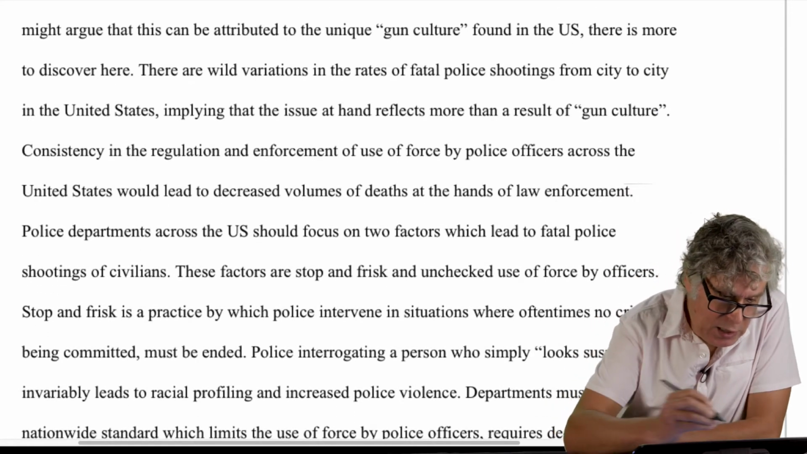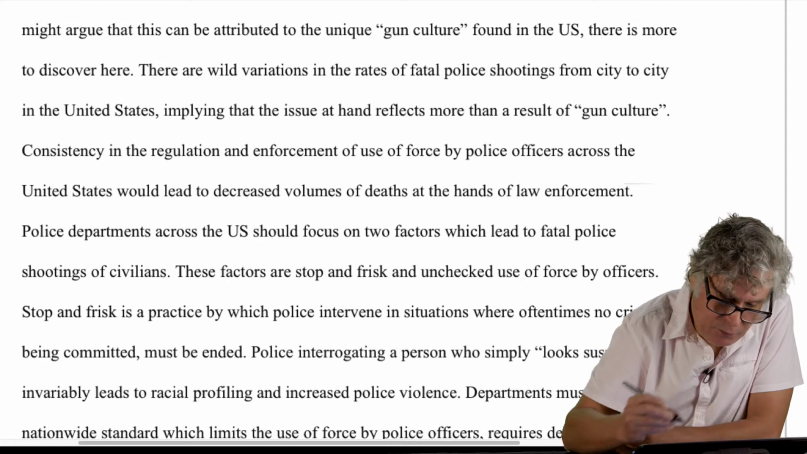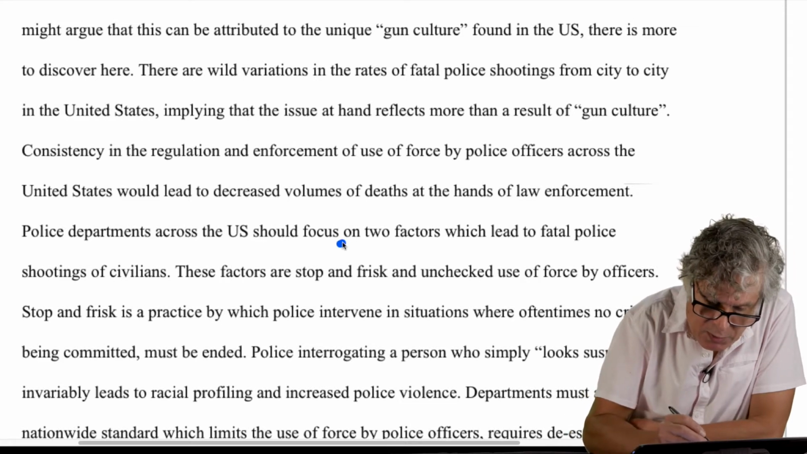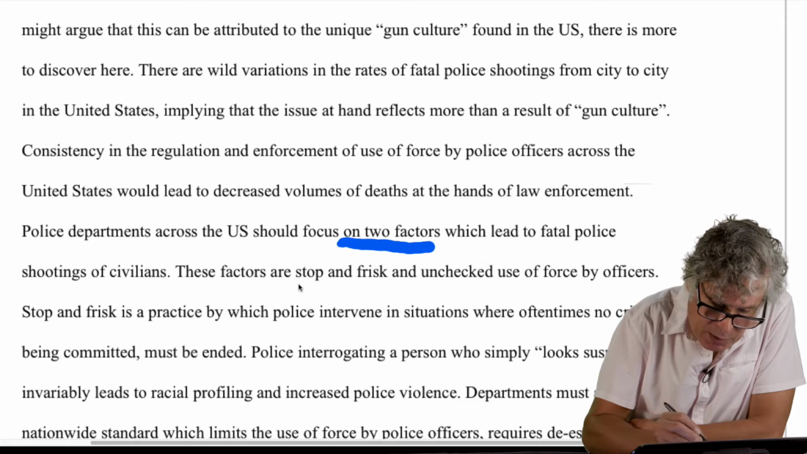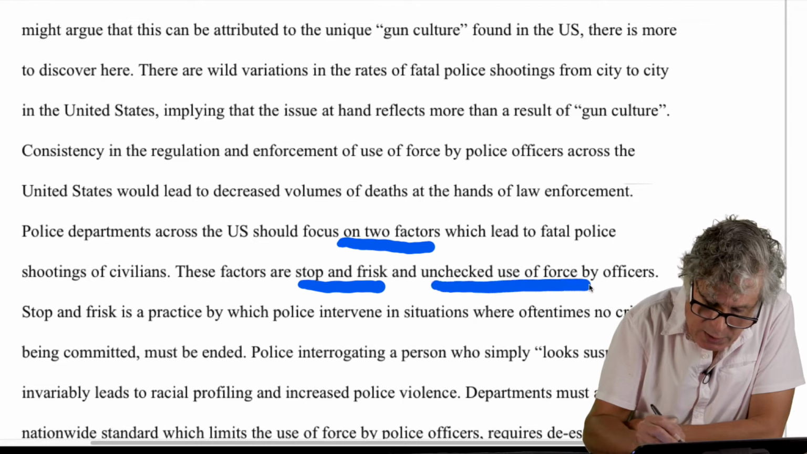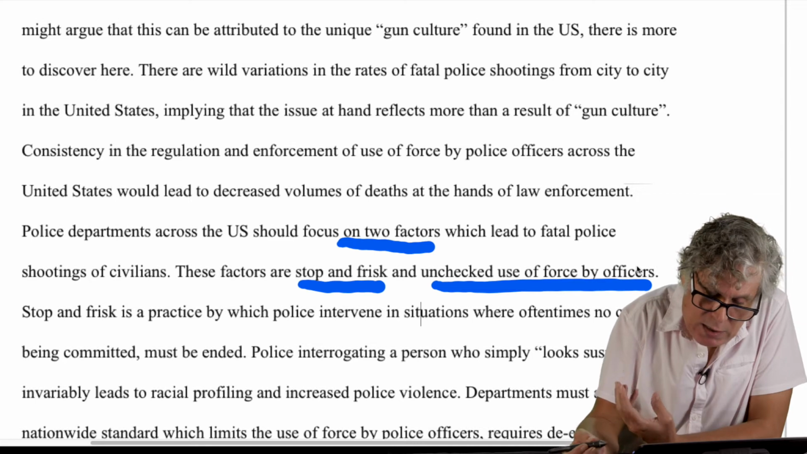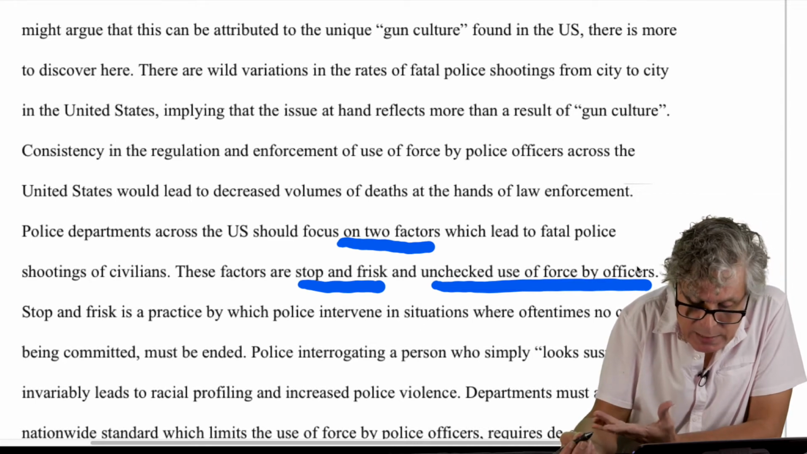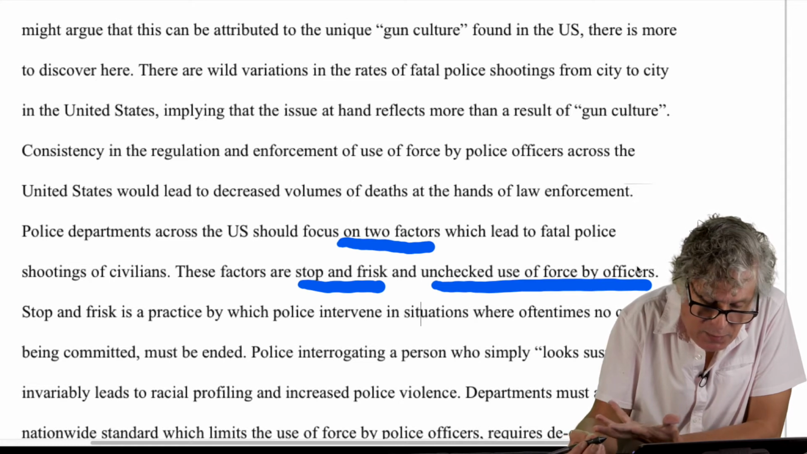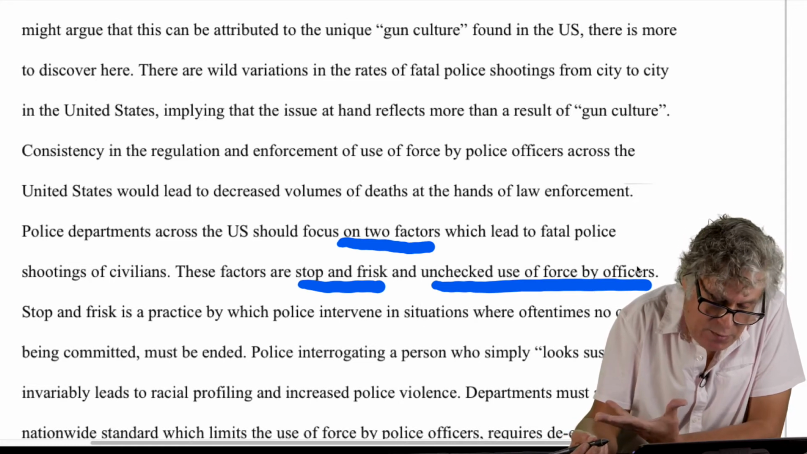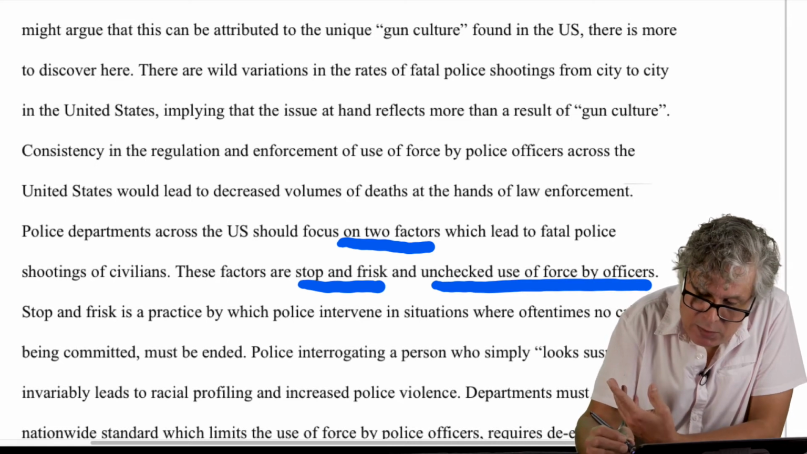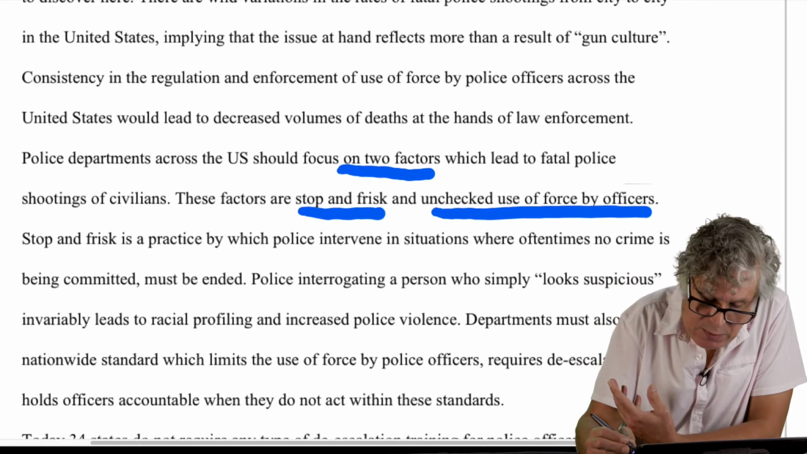So this student here, their proposal is going to focus on 2 factors, and these factors are stop and frisk and unchecked use of force by officers. Several students in any class write about unchecked use of force by officers. So in and of itself, his focus isn't that interesting, but maybe he does some interesting things with it.